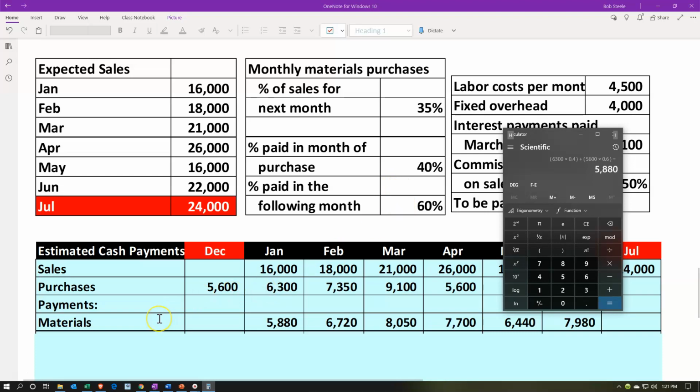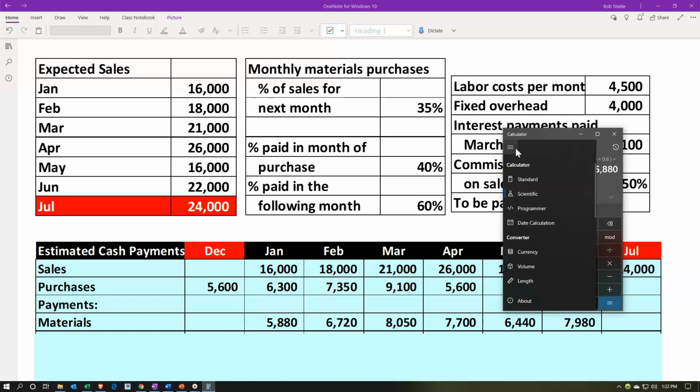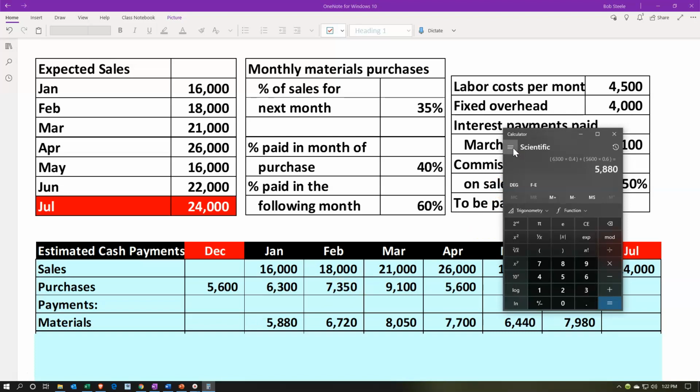Now, we're only going to have one line item to do this. We could have broken this out into two line items, so we could see the 40% and the 60%, but we're just going to have all purchases that were paid for, the materials payments, in the same time period. So we're going to have to do a double calculation here for this row. To do that, I'm going to use a scientific calculator just so we can see the formula. If you're in Word and you're using this calculator, you can make it a scientific calculator apparently by doing that. And so then we can see this a little bit more easily.